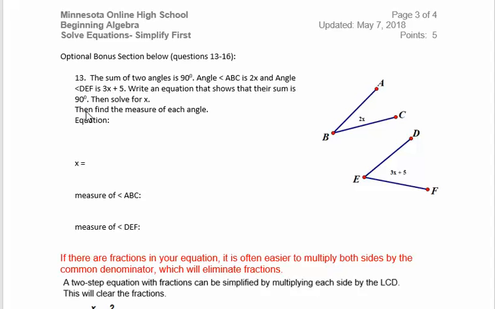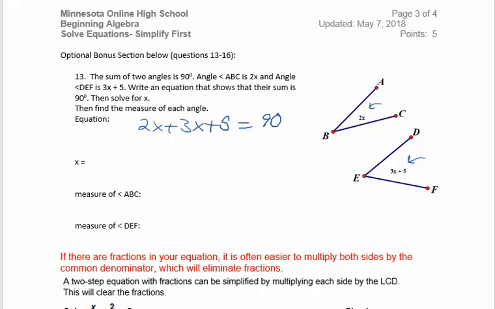So your equation is just going to be 2x plus 3x plus 5 is going to be equal to their sum, which is 90. And then you can solve and find x. Once you find x, you can plug it back into each expression to find the measure of each angle.